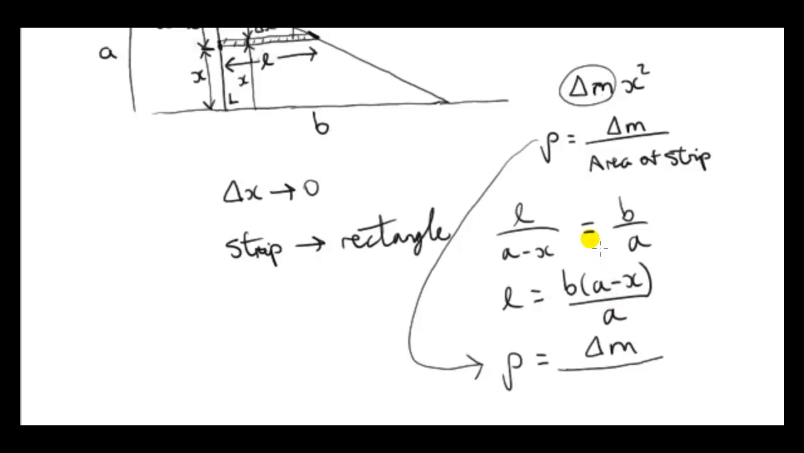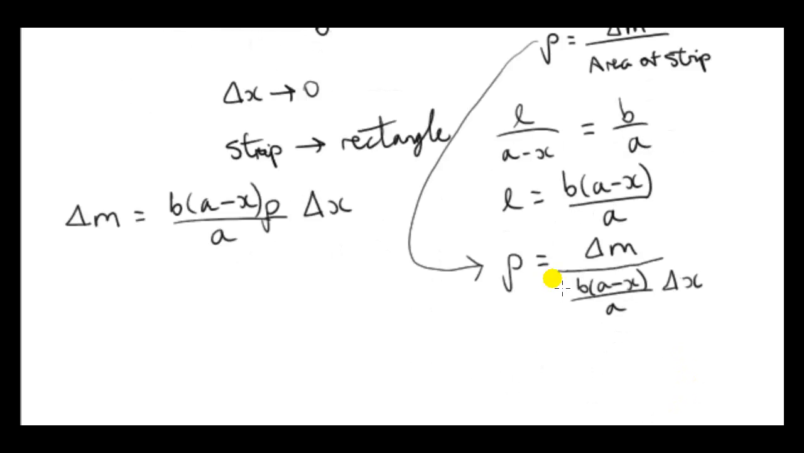Okay, so we're nearly there. We have L now in terms of x. I just multiplied both sides by a minus x. To get the area of the strip, we multiply the side of the strip, which is L, by the thickness of the strip, which is delta x. So we just multiply rho by the denominator here to get delta m. So there's delta m in terms of x.